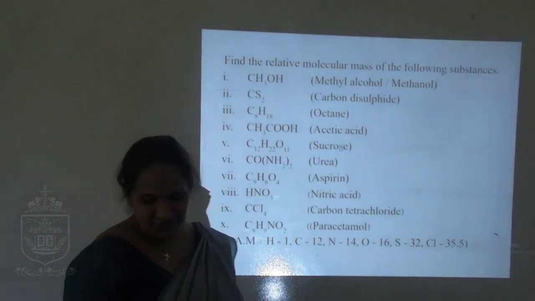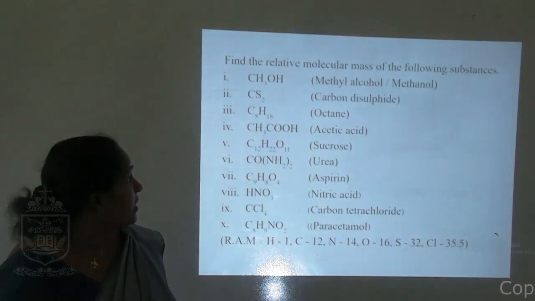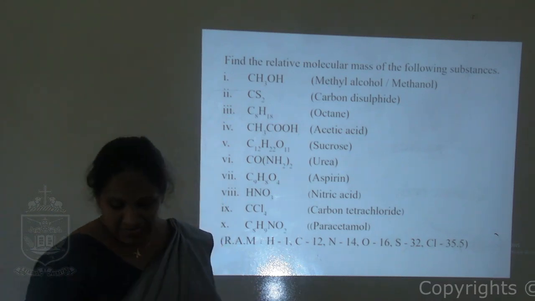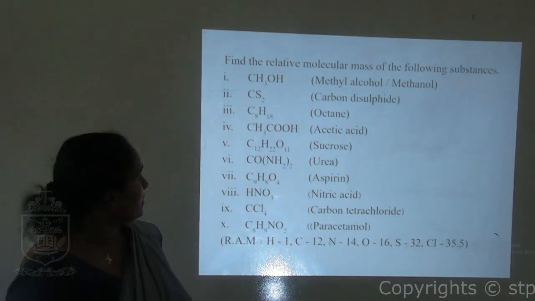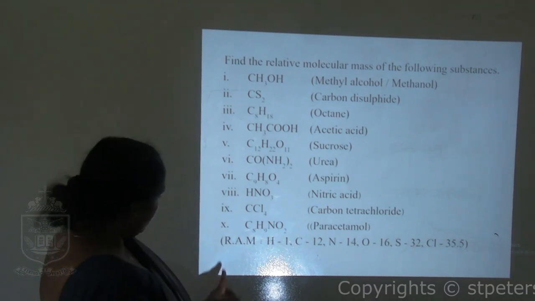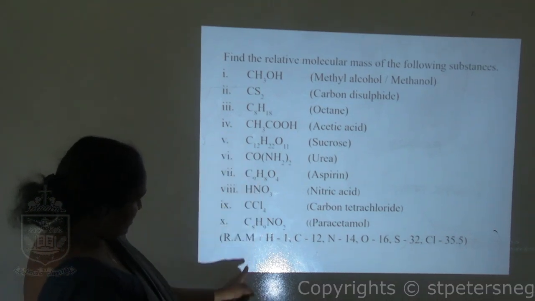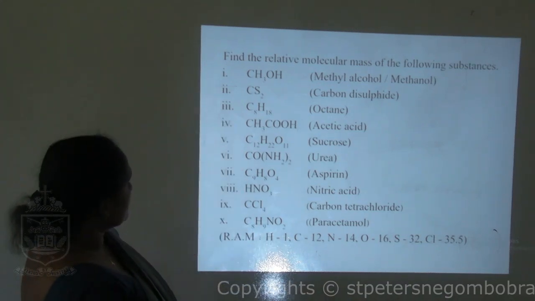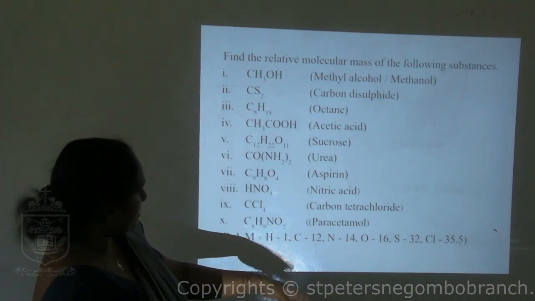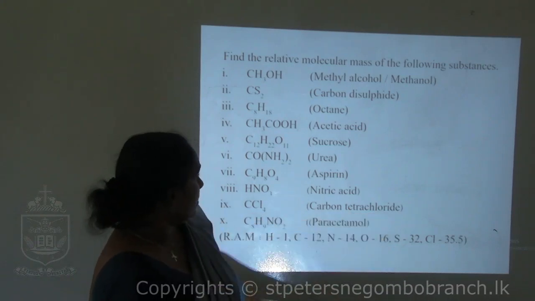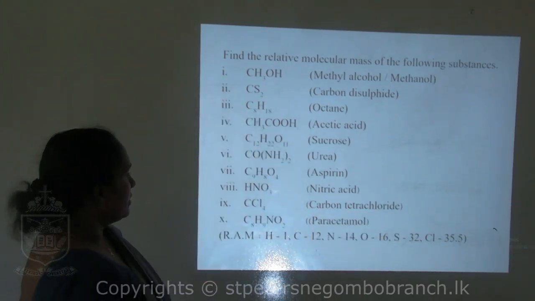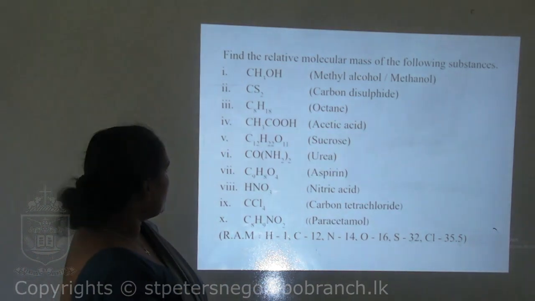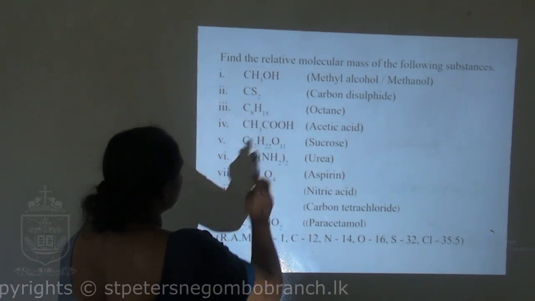This is the activity you all have to do. You have to find out the relative molecular mass of the following substances. I told you that at the end of the questions, the necessary relative atomic masses are given: carbon, hydrogen, nitrogen, oxygen, sulfur, chlorine, all are given here. Then you have to add them and find the relative molecular mass. These are okay, I think no problem.